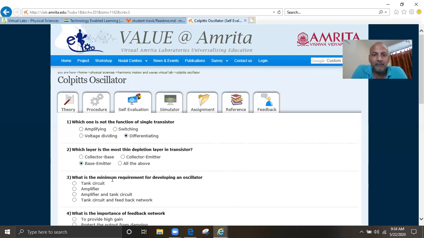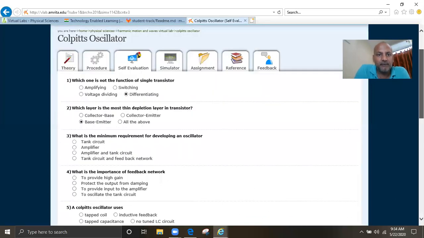What is the minimum requirement for developing an oscillator? Tank circuit. Yes, we need a tank circuit and an amplifier, but these both alone cannot do anything. So amplifier and tank circuit. What is the importance of feedback network?